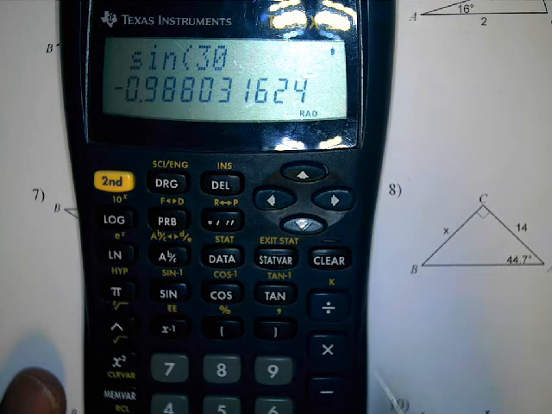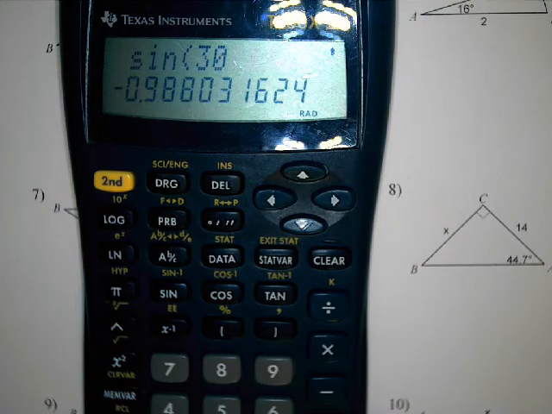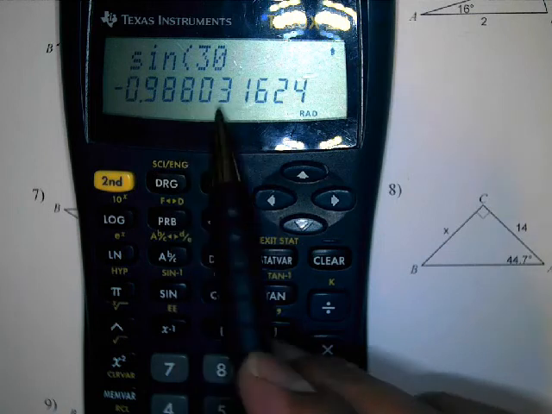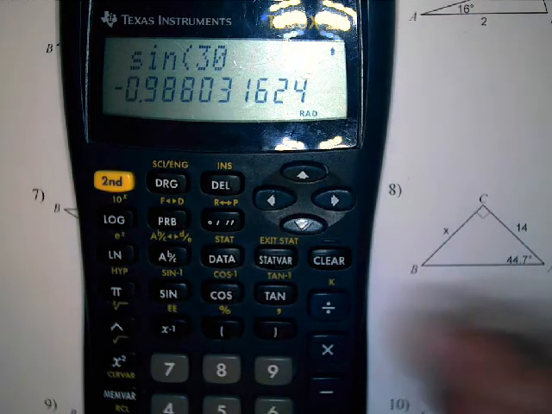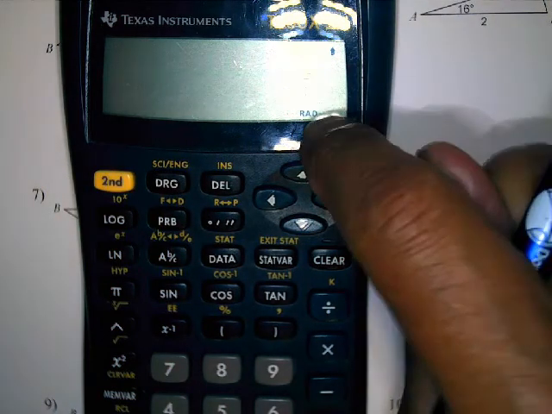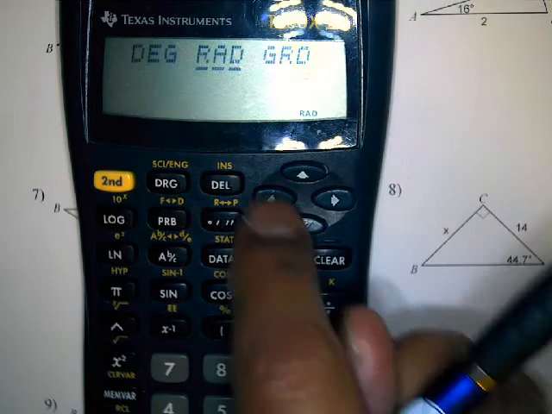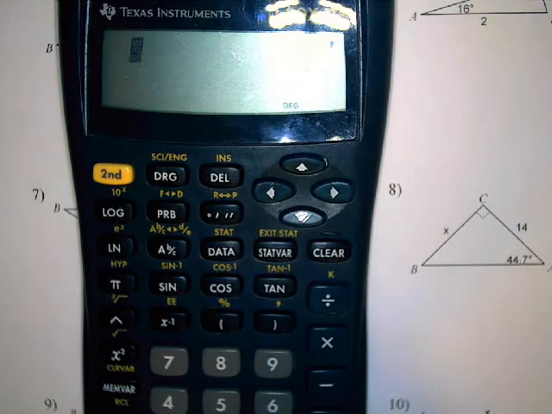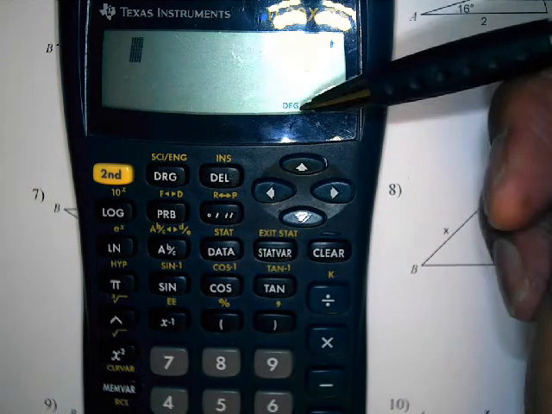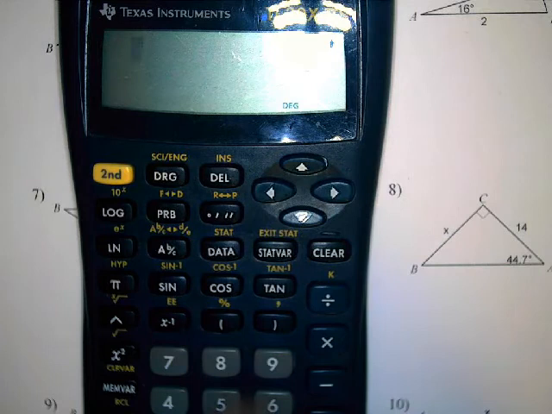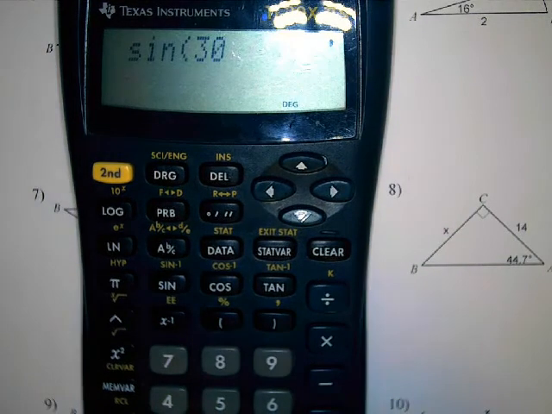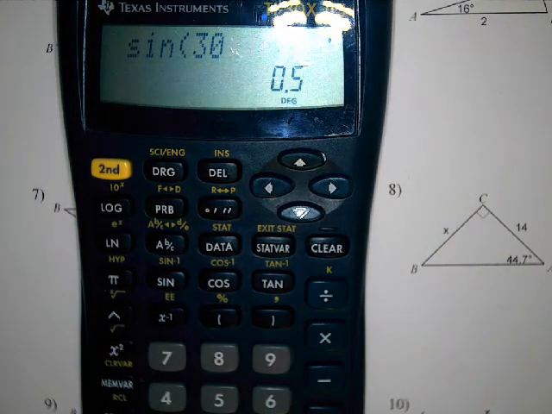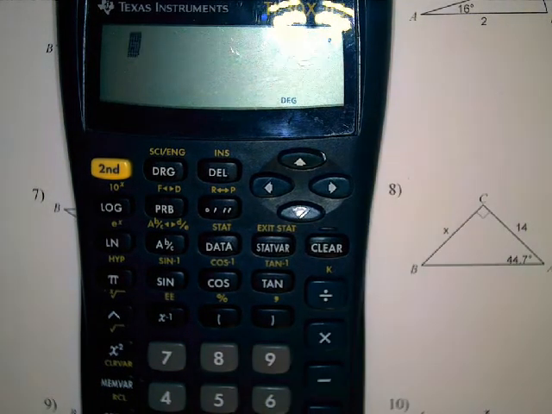Remember that negative 0.98? See, that's wrong. So if you're getting a number like this, you're in radian mode. You've got to learn how to change that to degree mode. Back over here to degree, hit enter, and it changed to DEG. So how do you check? Just do sine of 30 and it should give you 0.5.